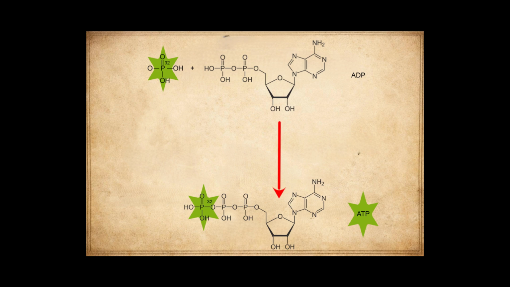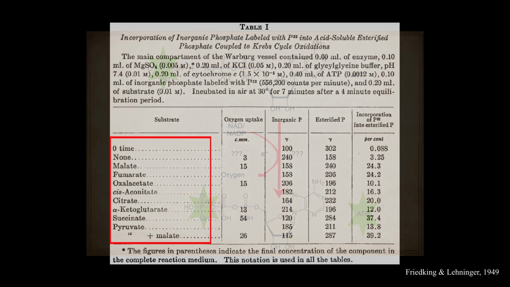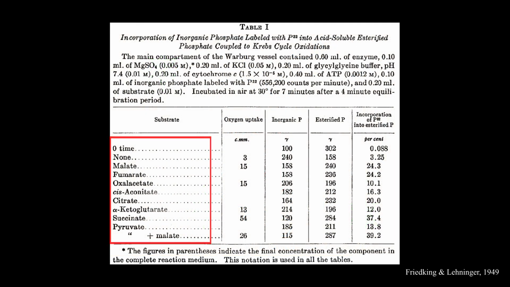So Friedkin and Lehninger measured the amount of esterified phosphate in rat liver homogenates to determine if phosphorylation was coupled to electron transport between NAD or NADP and oxygen. And so these are the different components of the Krebs cycle that were added to the liver extracts, and these columns show the oxygen uptake, the inorganic or free phosphate, the total esterified phosphate, and the esterified P32 phosphate.